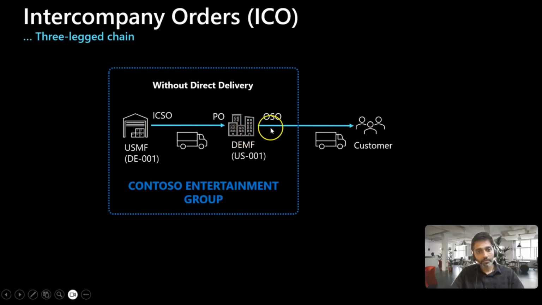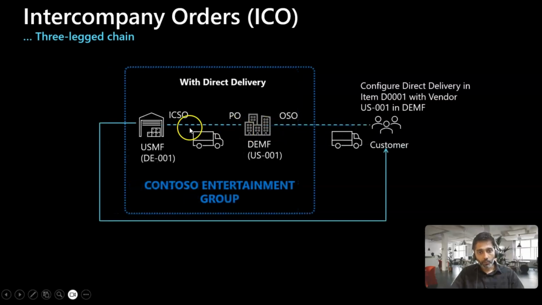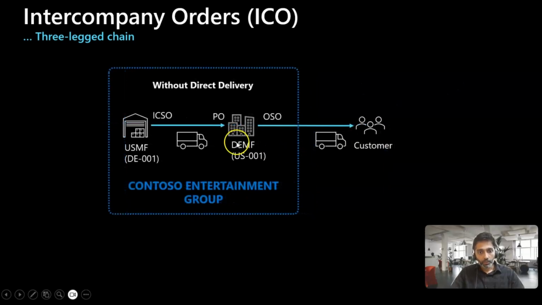But in case of direct delivery, that will not be the case. The original sales order and the subsequent purchase order and intercompany sales order are generated, but USMF is going to deliver the material to the customer. The material is not physically received in DEMF and then processed by DEMF to the customer. Make sure that you watch the direct delivery video which we published as part of the procurement and sourcing series before getting into these concepts of direct delivery and the intercompany three-legged chain, right?